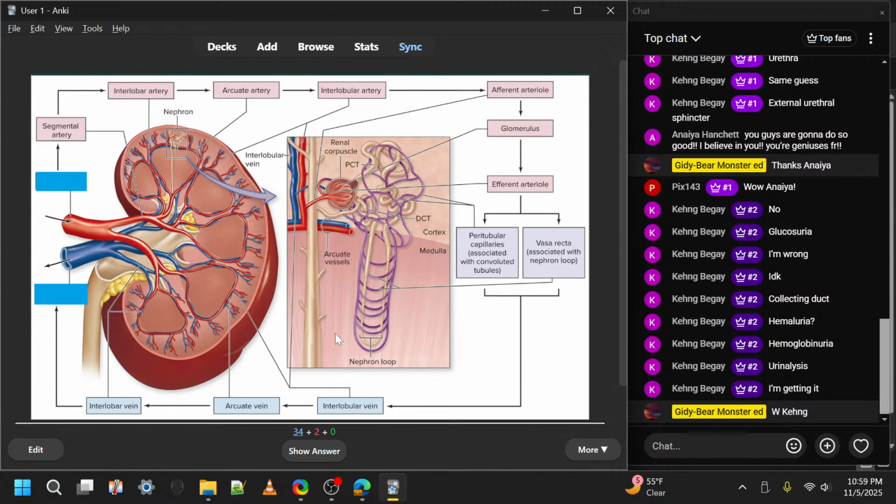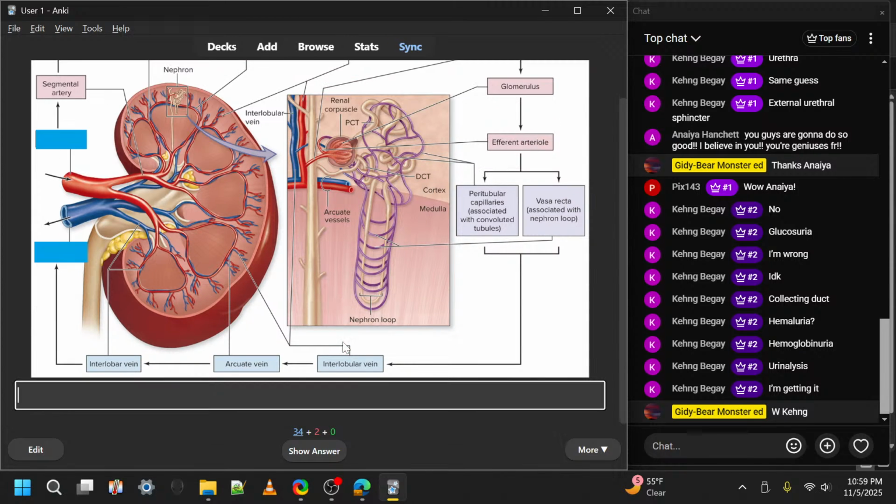Alright, next is blue. This is the renal vessels.